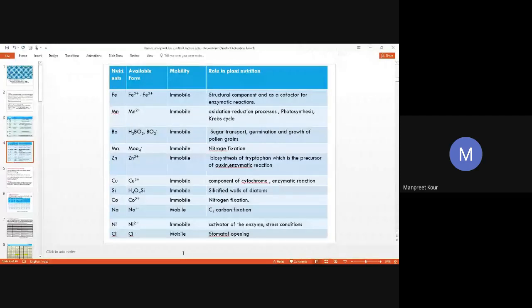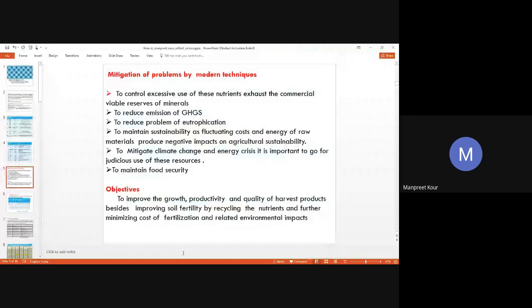If we talk about the micronutrients, then they are immobile. If they are immobile, then what happens? Their deficiencies are seen in the top. This is the reason why deficiencies are noticed in the top and in the lower leaves, due to the mobility potential of these nutrients.